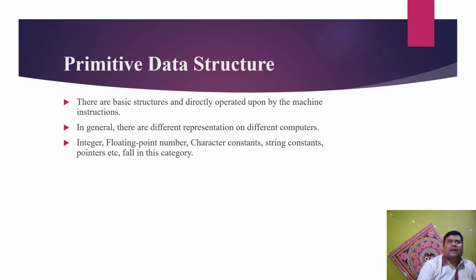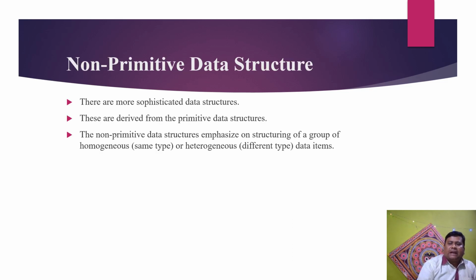Some methods are there: malloc and calloc functions are there to allocate memory. That means we have to store the data into memory dynamically. Okay, so a lot of things are there. Those are the primitive data types, and the non-primitive data types are derived from the primitive data types.